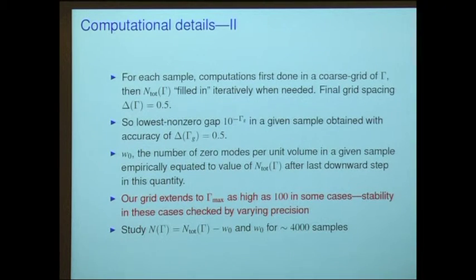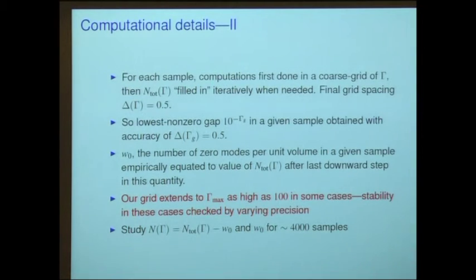And then if the number of states between 10 to the minus gamma and 10 to the minus gamma plus 5 doesn't change, we don't do anything else, we just fill that in. If it changes, we need to know where it changed, then we make the grid finer. And in the end, we've got logarithmic accuracy of a half. So it's kind of coarse, but it's enough for what we do. And in this way, we keep going down in energy until we get to the band center.